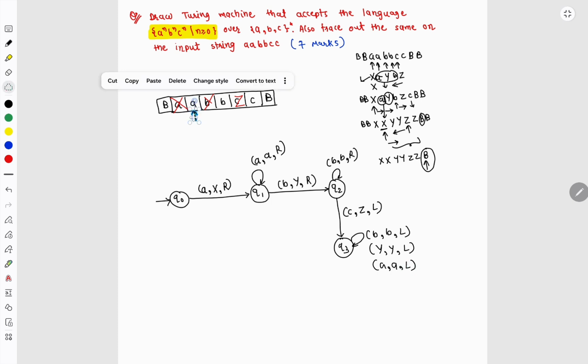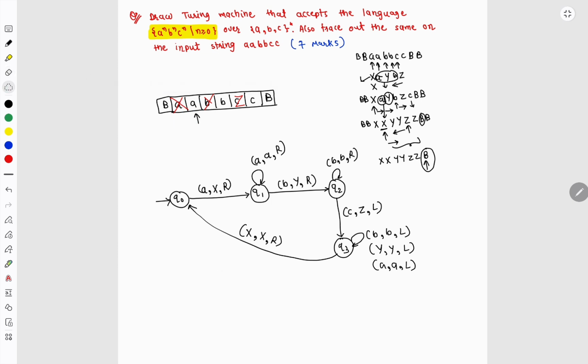Now the read write head is at capital X. When capital X occurs, we need to change the state, and that state will go to Q0. Capital X occurred, then keep capital X as it is and move towards the right hand side. So now we need to move this read write head towards the right hand side. Now the read write head will be at this small a.